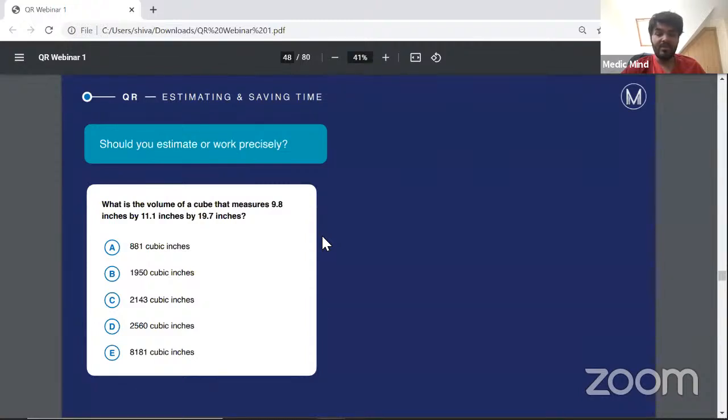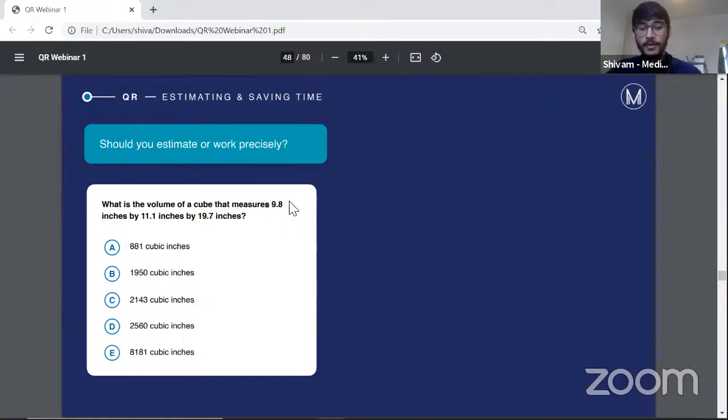But then we think, where do we go with the answer there? Would it be answer B or C? And Shivam, what do you think would be the answer there? Okay, so you have just done 10 times 11 times 20. Is that correct? Yes. And you've got 2,200. Yep.